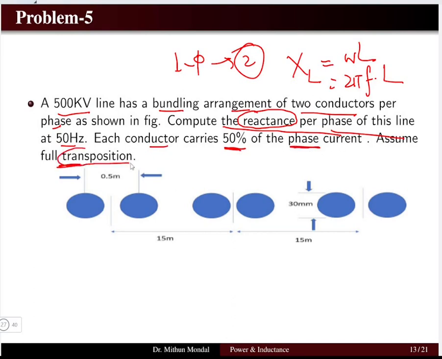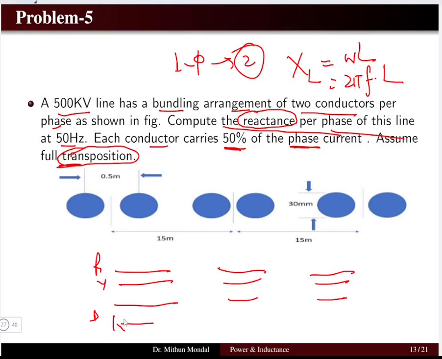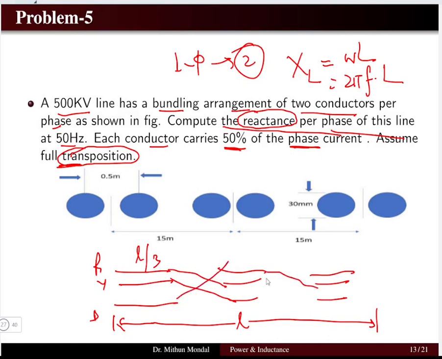Now transposition, we have taught you in the lecture class that if you have the three-phase line R, Y and B, then if the net transmission line is of length L, after every L by 3 the position will change. The position will change in such a manner that the net inductance is conserved. So after every L by 3, there is transposition of the line. What we have to calculate is the reactance XL for these bundled conductors. So 2 conductors are there in the bundle.